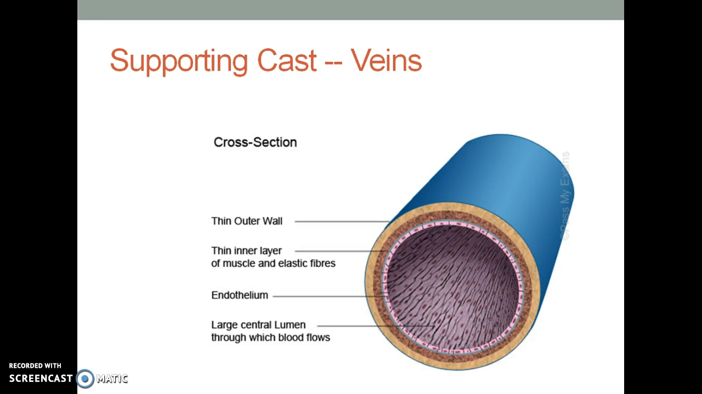Then we have veins. Veins have a much thinner outer wall because their blood is at a much lower pressure, so they don't have to withstand a lot of force. They don't have a lot of muscle because they're not going to do any pulsing. They do have their endothelium lining, just like the arteries, but they have a bigger lumen. They have a much bigger space for the blood to flow through, and that's to make it easier for the blood to flow, because most of the veins are going to be coming from below the heart.